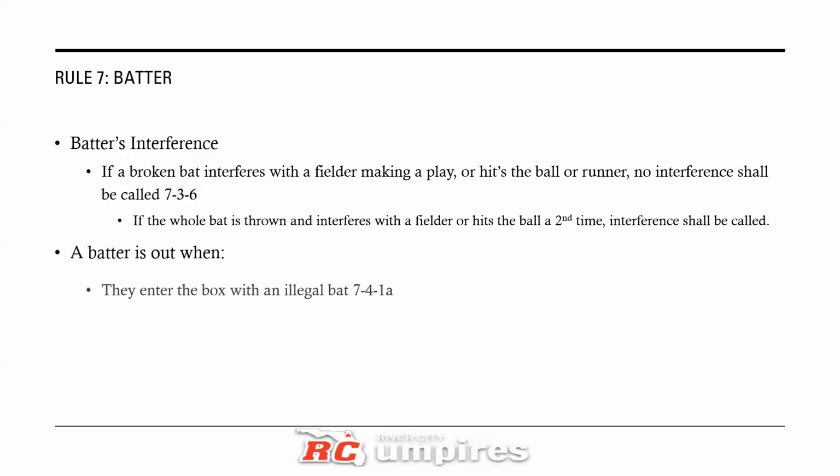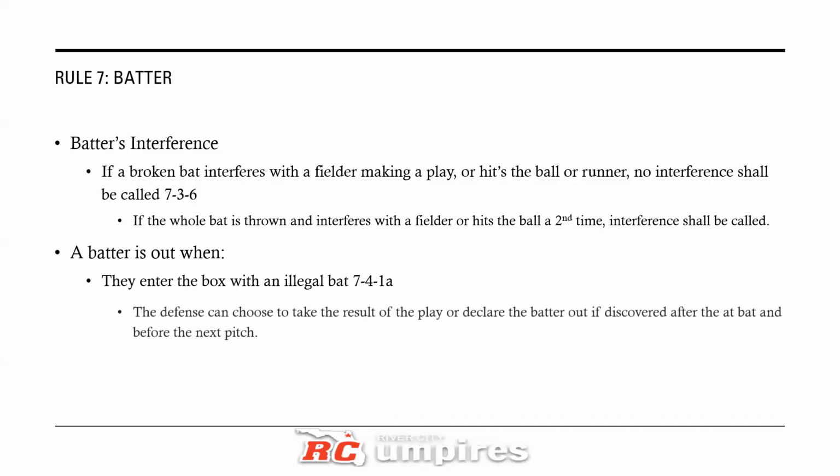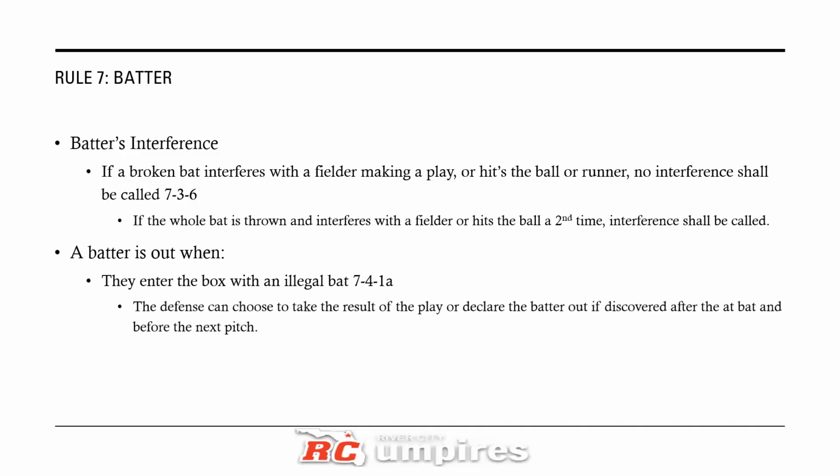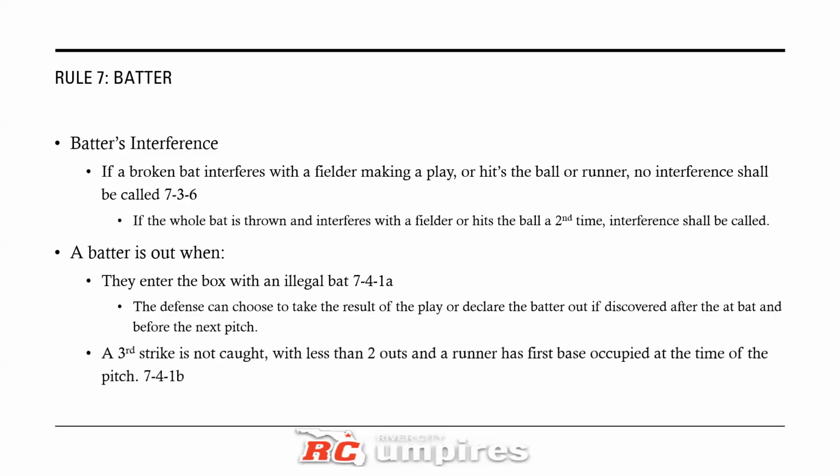A batter is out when they enter a box with an illegal bat. It is an immediate dead ball. If it is found after the at-bat, the defense can choose to take the result of the play or declare the batter out if discovered after the at-bat and before the next pitch. The batter is out when a third strike is not caught with less than 2 outs and a runner has first base occupied at the time of the pitch.